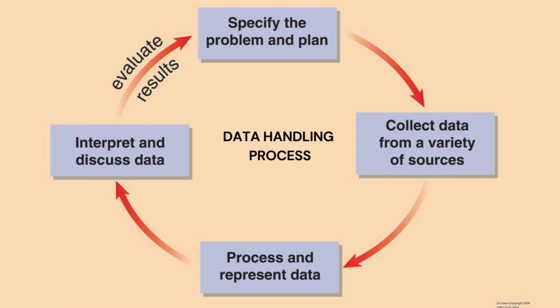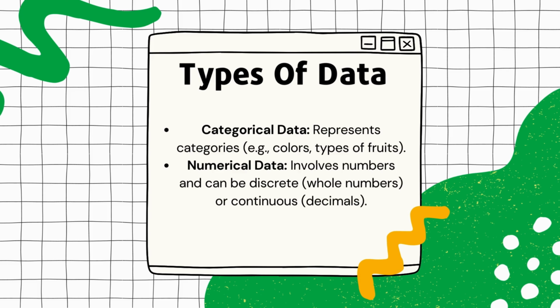Now let's go into the types of data. Now there are two types of data. There's categorical data and there's numerical data. Categorical data represents categories, for example, colors and types of fruits, whereas numerical data involves numbers and it can be discrete, that is whole numbers, or continuous, that is decimals.